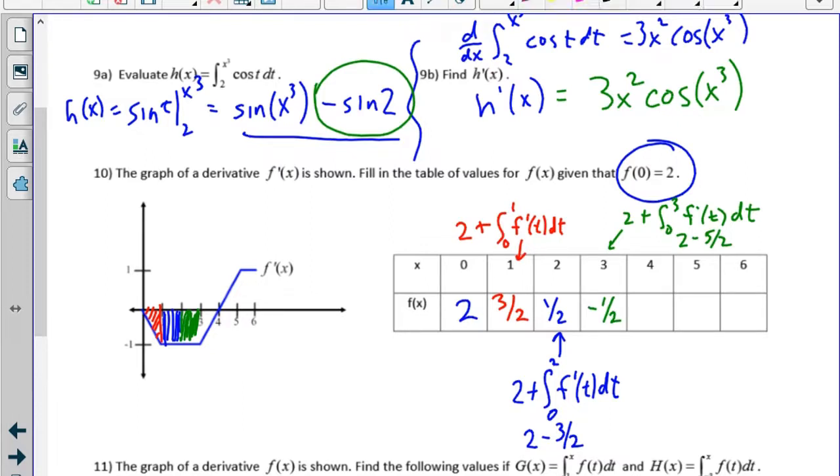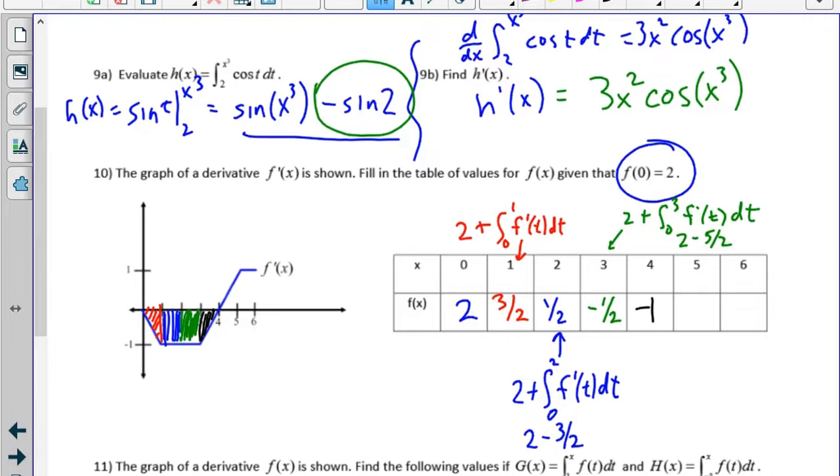The area from 3 to 4 is another negative 1/2. So I'm taking 2 minus all of this area. So all of this area ended up being 3. So 2 minus 3 is negative 1. So I've accumulated another minus 1/2 on my original function.